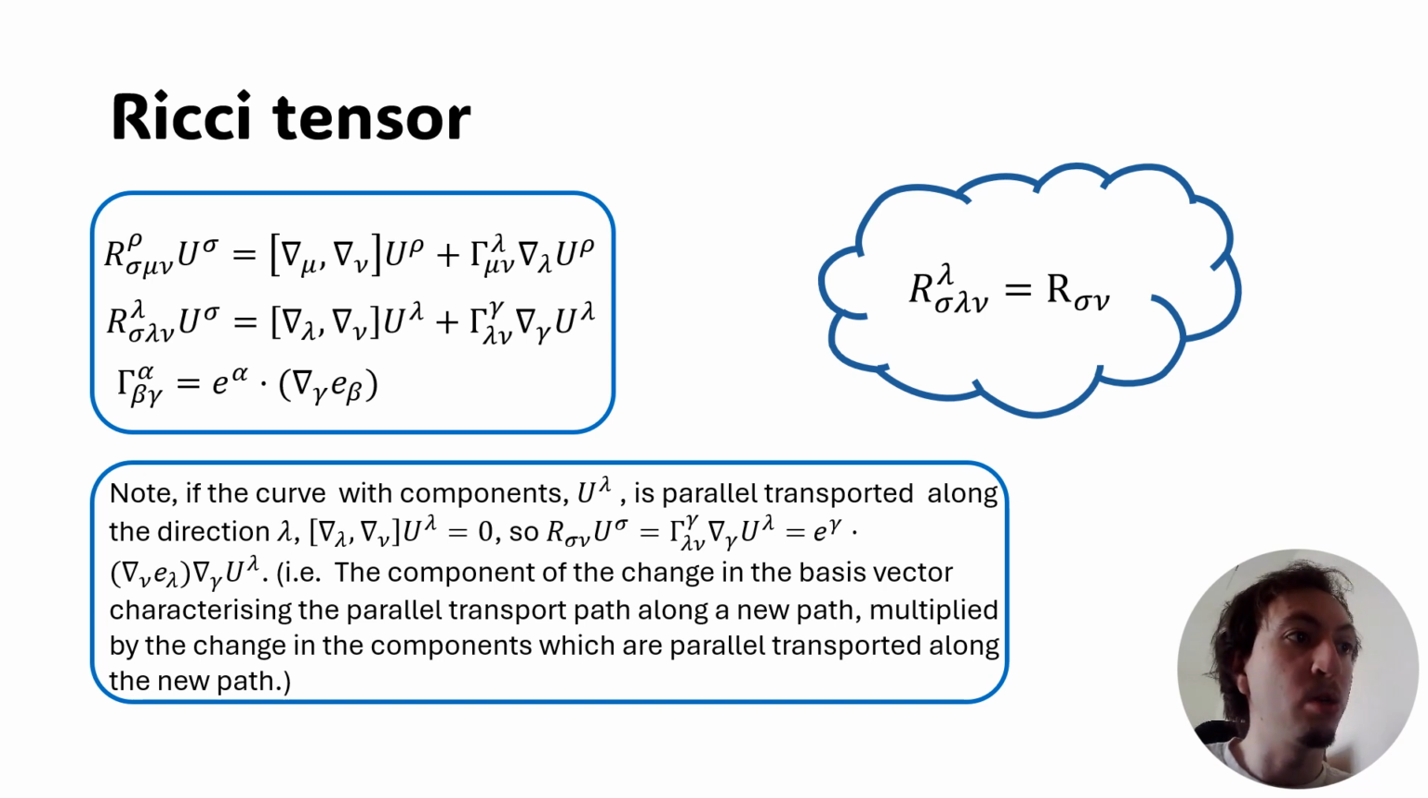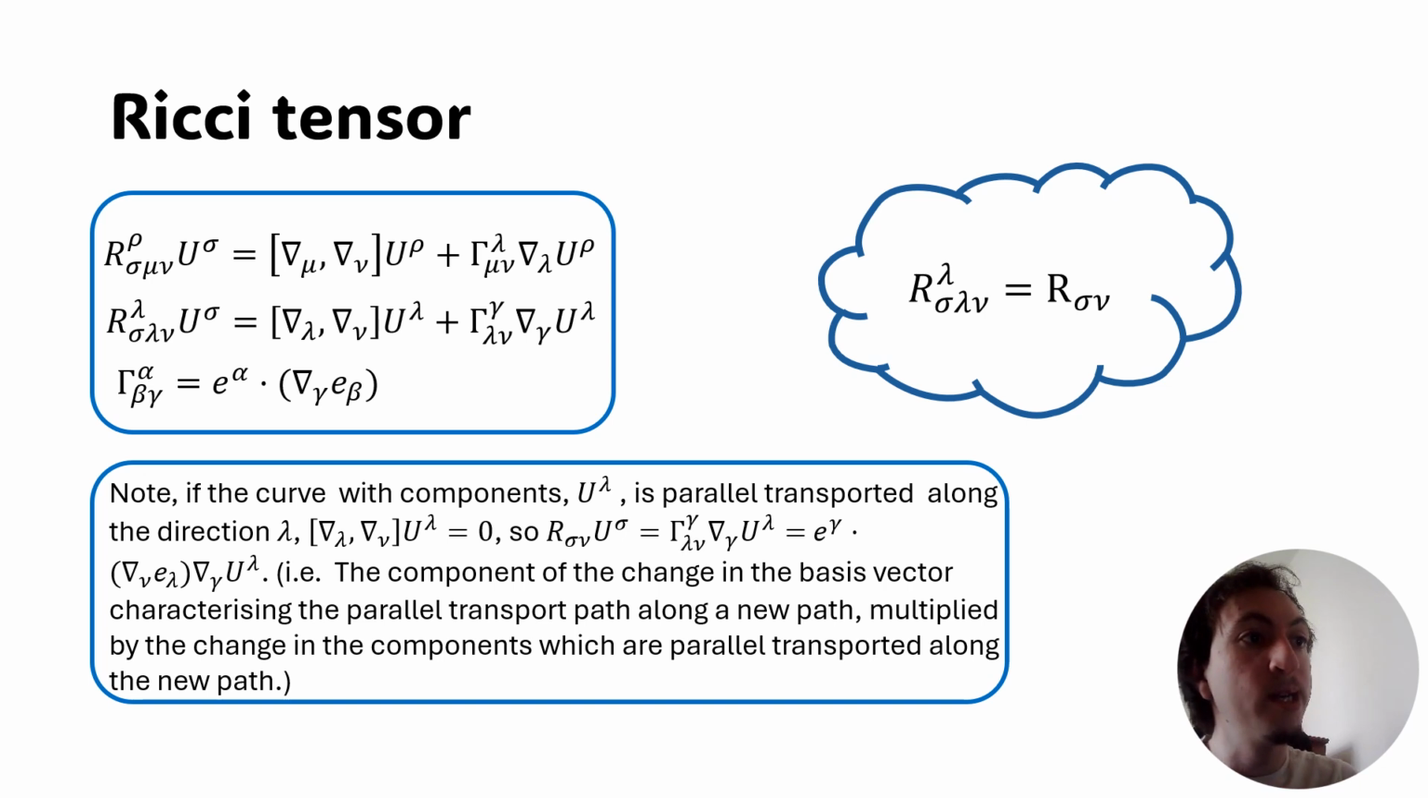But if we replace the Christoffel symbol with our definition, we can see that essentially the Ricci tensor is going, well, if we parallel transport a vector along a particular path, then how would the components of the vector and the basis vectors associated with this path, how would those things change if we were going to take it along a non-parallel transported path?